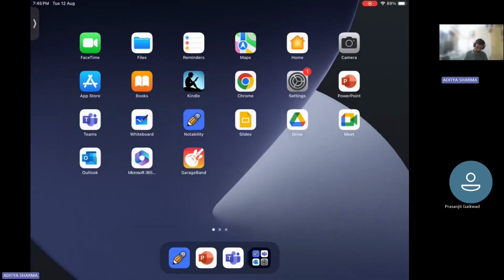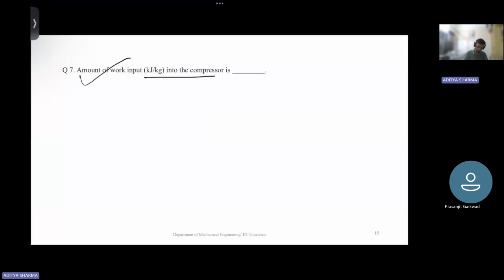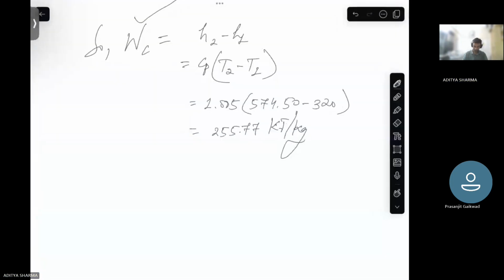So 255.77. So this is work input into the compressor. Now next is actual exit temperature of the turbine. So we will now find out exit temperature of the turbine, that is T4. T4 dash is ideal, but we will find out the actual. For that, we will use the efficiency of turbine that is given to us.